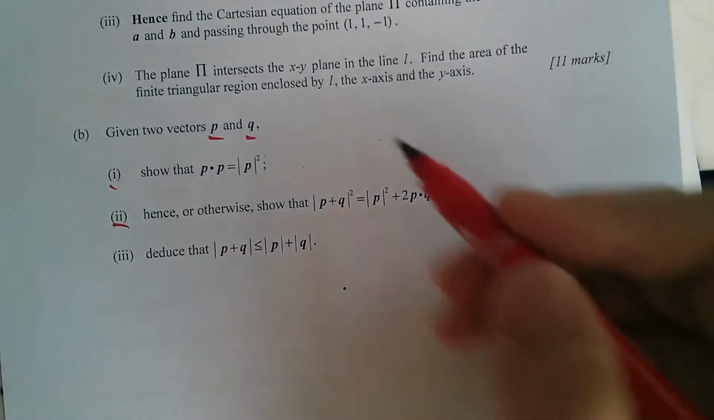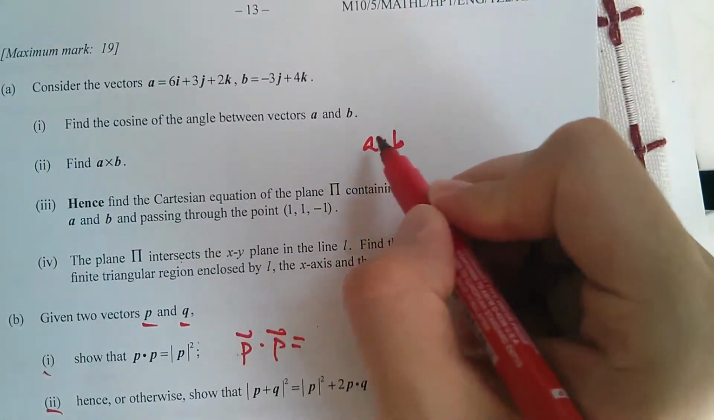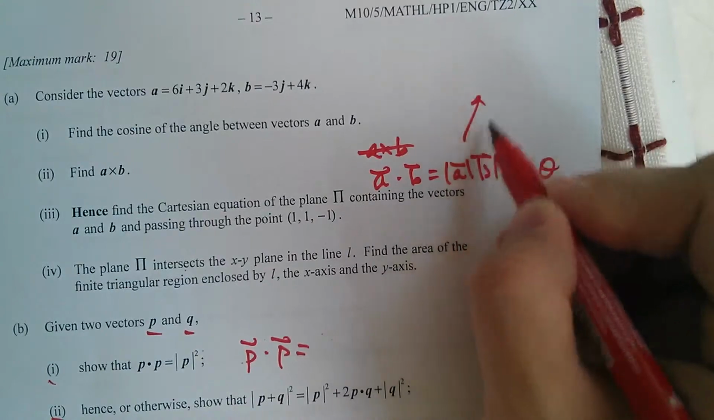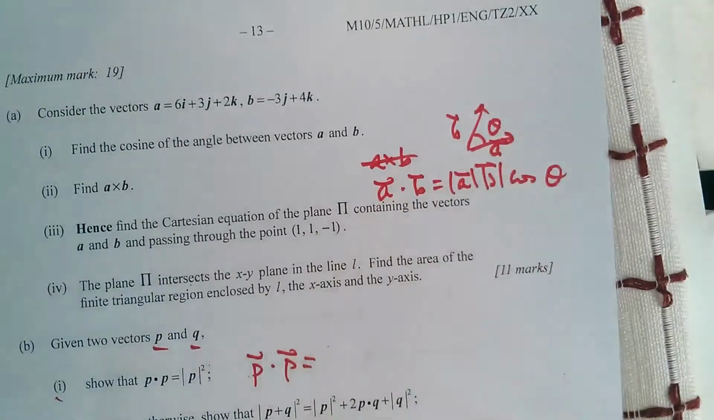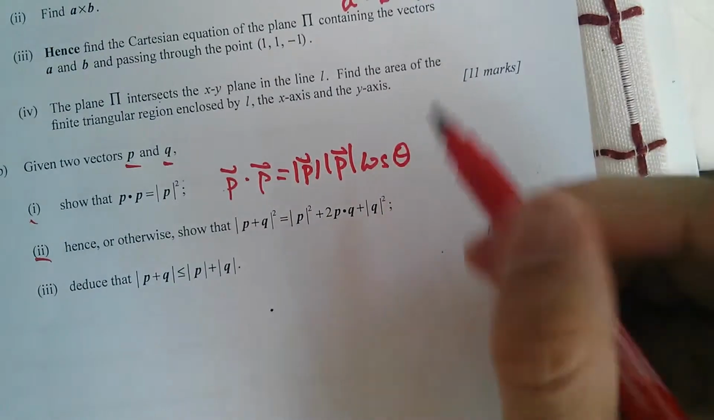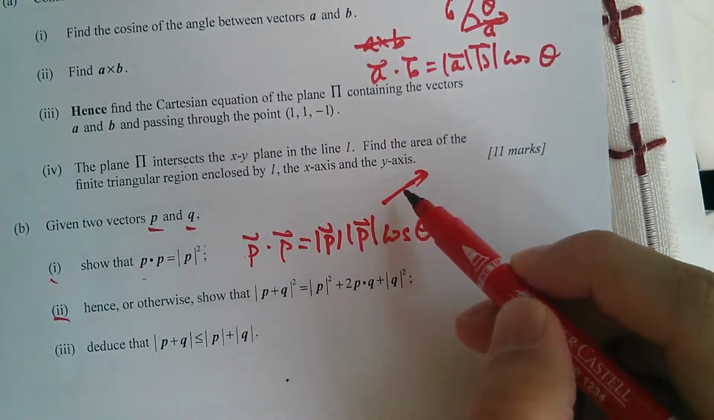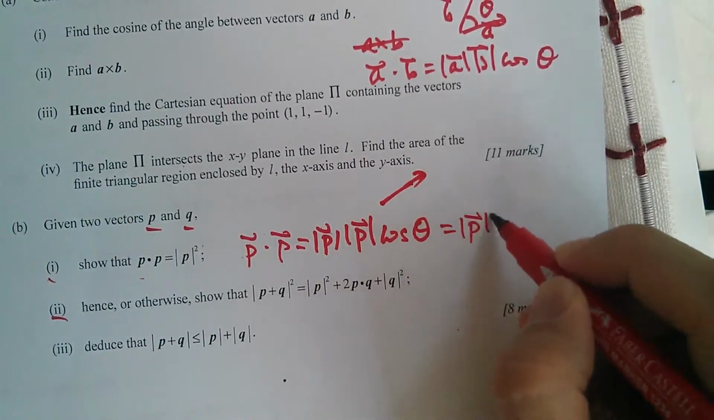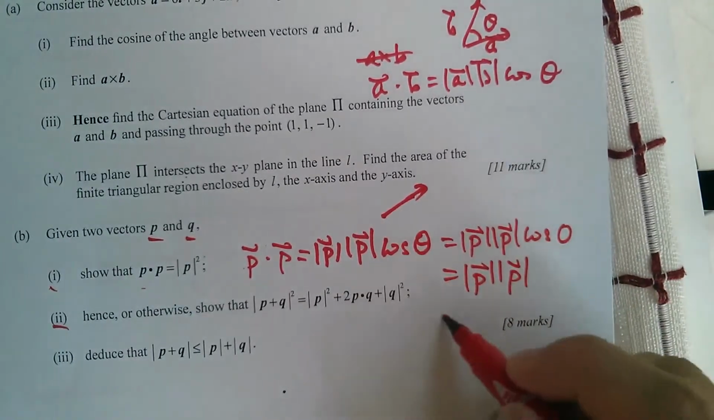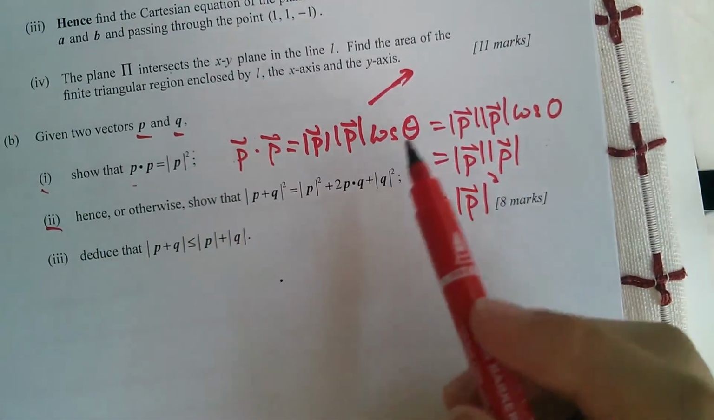Consider P dot P. We can just use the formula. The formula is A dot B equal to magnitude of A times magnitude of B times cosine theta, where theta is the angle between vector A and vector B. You should know this very well. Therefore, this is magnitude of P times magnitude of P times cosine theta. What is theta? You're dotting P and P itself. What is the angle between these two vectors? Well, 0. Therefore, cosine 0, and cosine 0 is of course 1. Therefore, this is magnitude of P squared. Done.